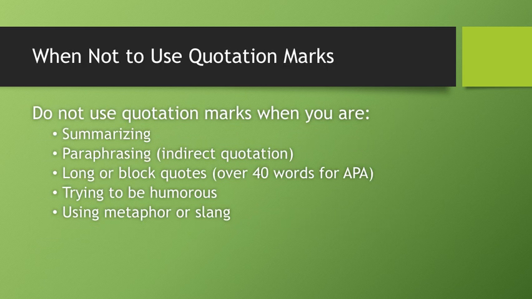And there are some times when you definitely should not be using quotation marks. For example, when you are summarizing, you're not using the source's exact language, so do not quote. When you're paraphrasing, also sometimes called an indirect quotation, you are not actually quoting, not using the same wording, so do not use quotation marks.